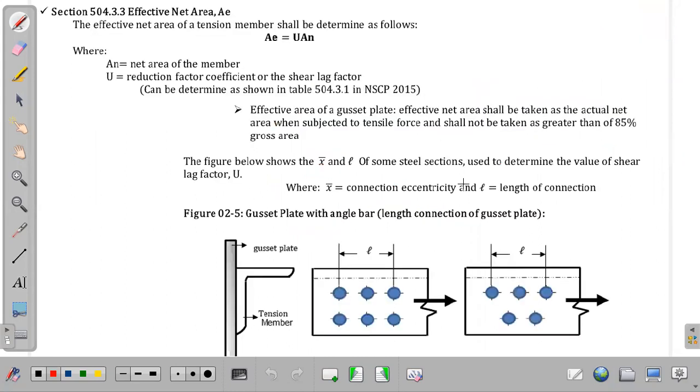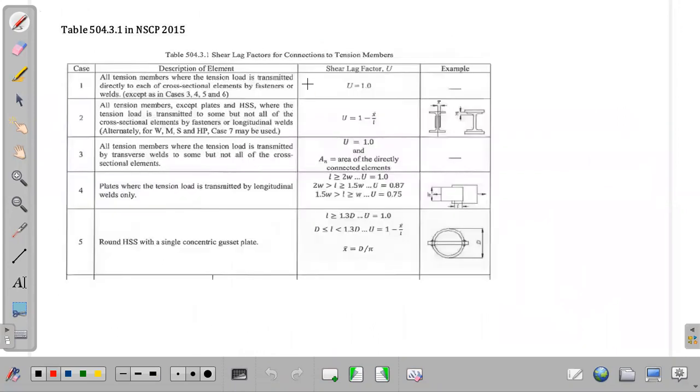So, limit. Okay. So, to solve for the AE, okay, kasi AE yung kailangan natin sa net section fracture natin. Remember yung equation natin for Rn is equal to Fu times AE. So, pagka na-solve na natin yung AN, ang hahanapin na lang natin is yung value ng capital U, yung tinatawag natin shear lag factor. Okay? Yung capital U. This can be determined as shown in table 504.3.1 of NSCP. So ito yung 504.3.1 ng NSCP. Okay? So dito nyo kukunin yung shear lag factor.